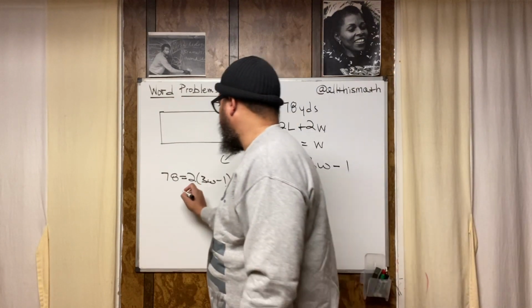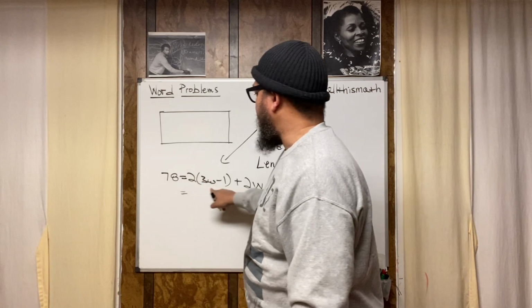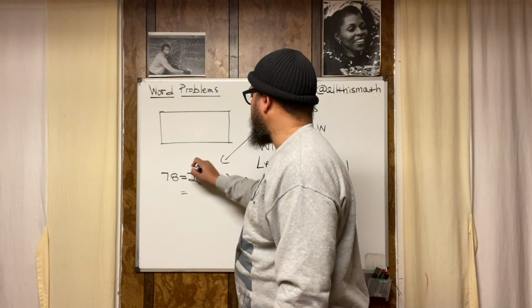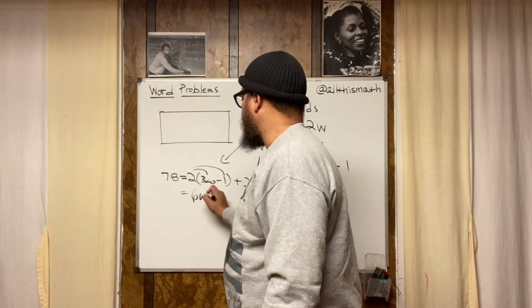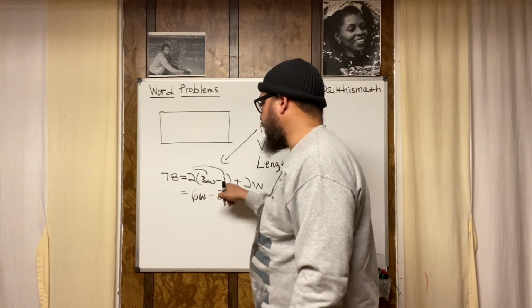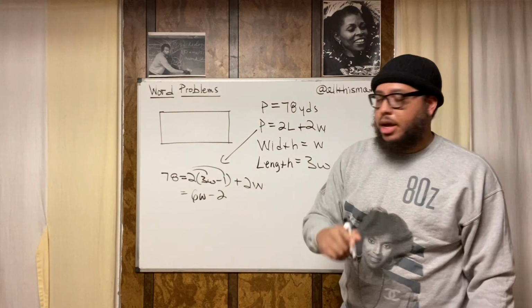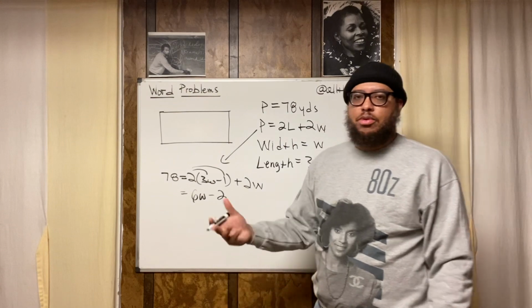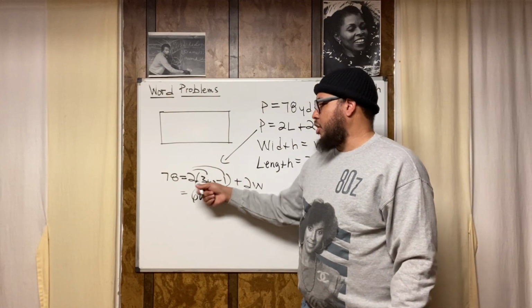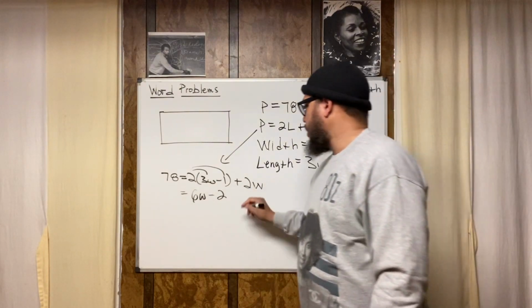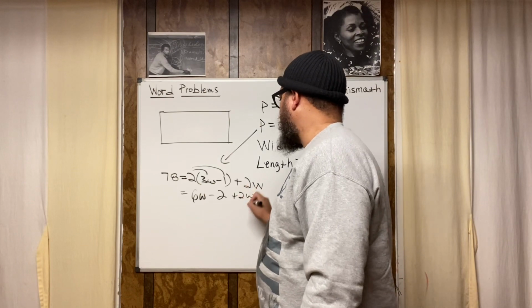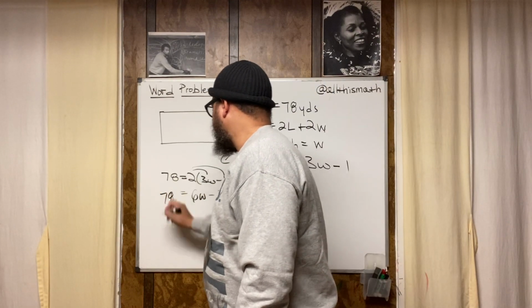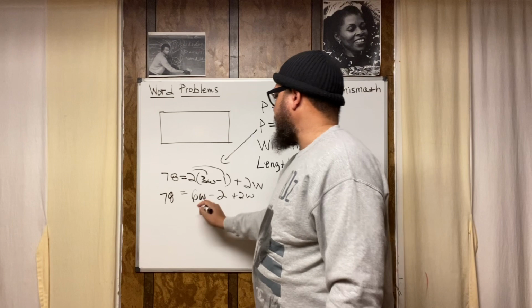So what I'm gonna do over here is use the distributive property right here with the 2. It's gonna be 6W minus 2. Don't forget to multiply by the negative 1. A lot of people don't distribute right. They'll do the 2 times the first term and not times the second. Don't be that person, right? And then I'm gonna just bring down the 2W, bring down the 78, and now I'm gonna combine like terms.